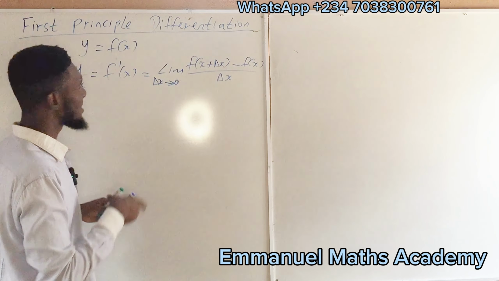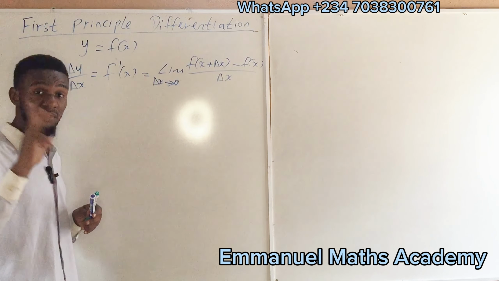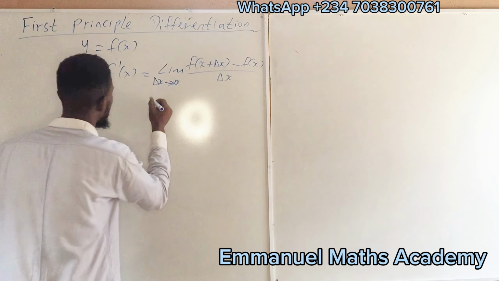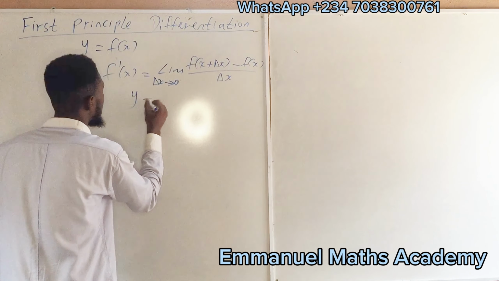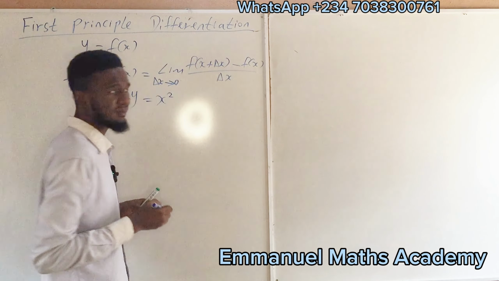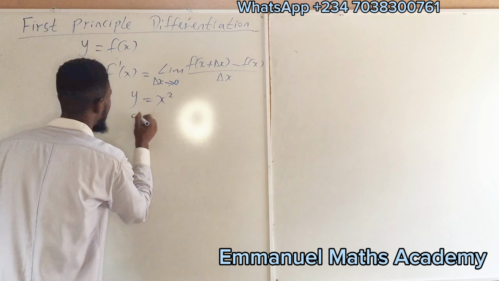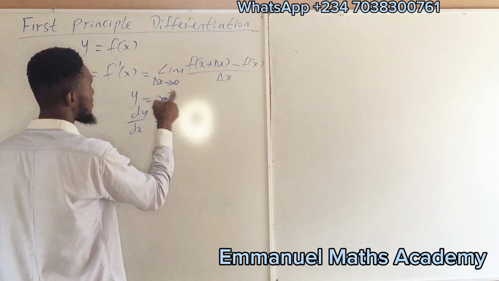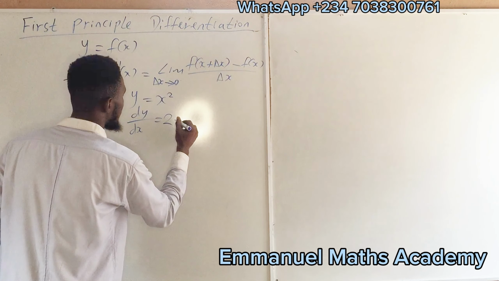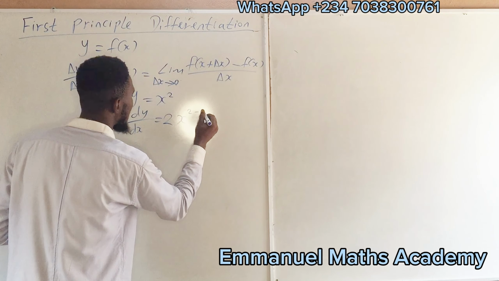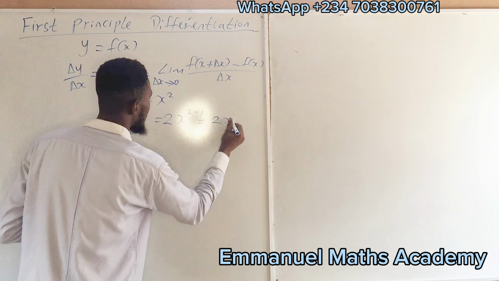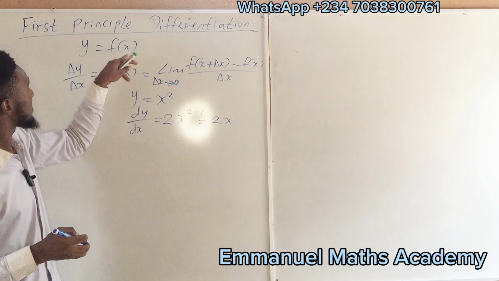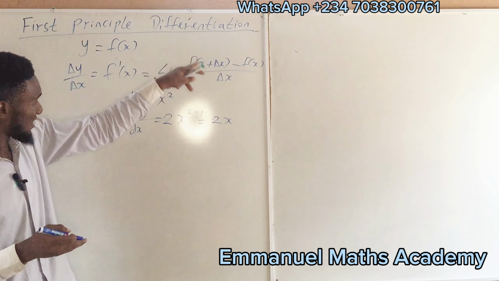As simple as that. Recall that in the previous general method of differentiation, the power rule, when you are given y equal to x power 2, to differentiate this, you have that dy/dx is equal to 2 times x power 2 minus 1, which is equal to 2x, right?